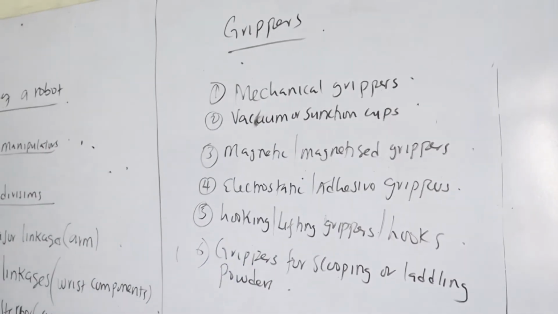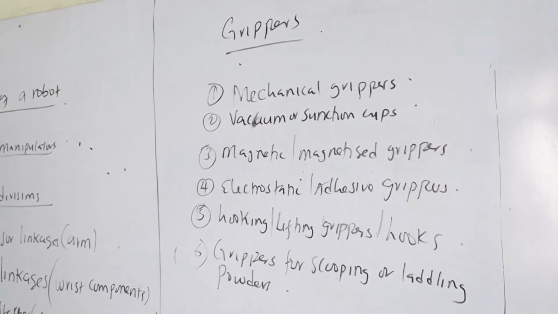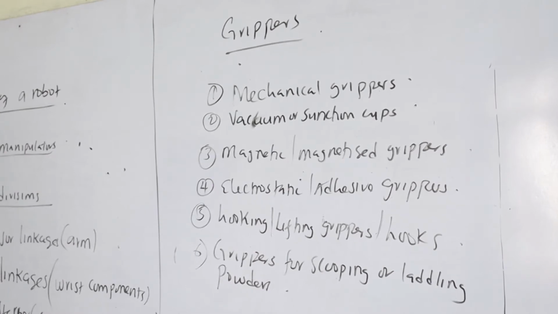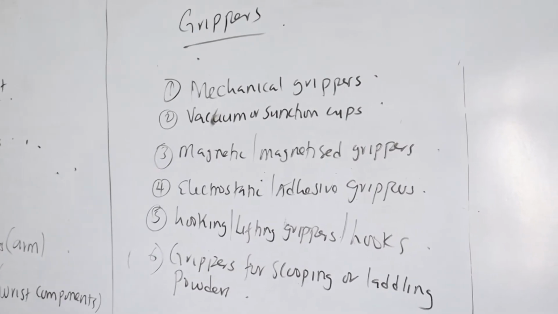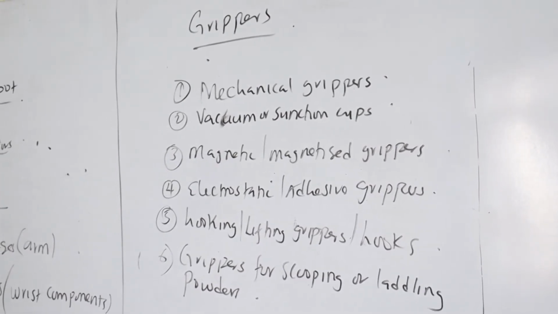Or at times they refer to as molten metals or plastics or even scoops. And they are used for fluids, powders, as well as pellets, among others. So those ones are what we usually refer to as the grippers that are always in use.